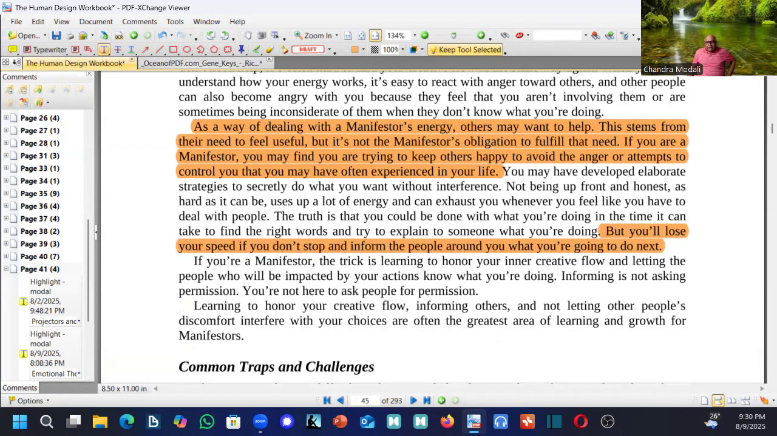If you are a manifestor, the trick is learning to honor your inner creative flow and letting the people who will be impacted by your action know what you are doing. Informing is not asking permission. You are not here to ask people for permission. Learning to honor your creative flow, informing others, and not letting others' discomfort interfere with your choices are often the greatest area of learning and growth for the manifestor.